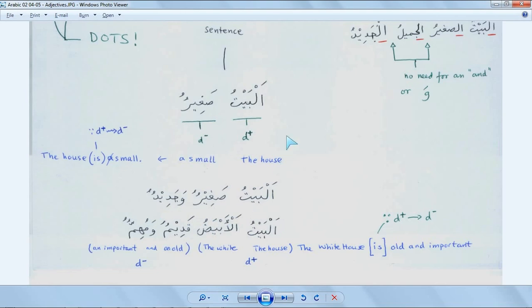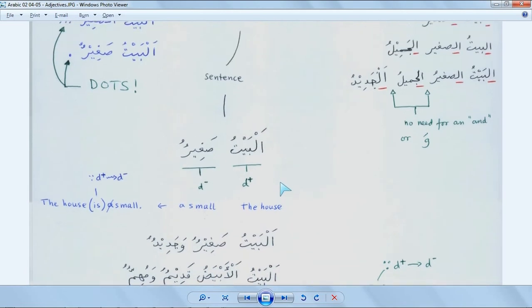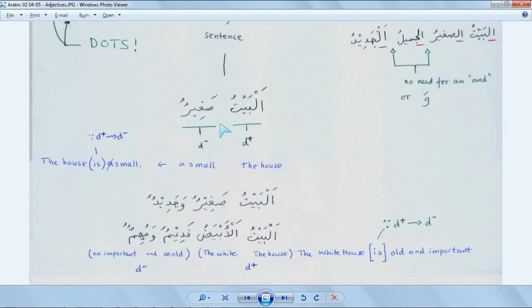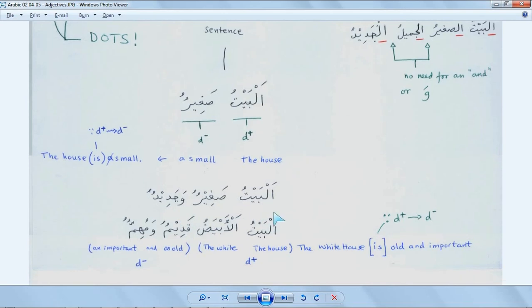So when we compare this to the top sentence we had here, baytun saghirun jamilun, or baytun saghirun jamilun jadidun, we never had the wa. But the moment the extra adjectives form part of the khabar, the bit about the information about the first noun is called the khabar, then we need to add a wa. So this is what they're saying here in Nahmad and Haywood.